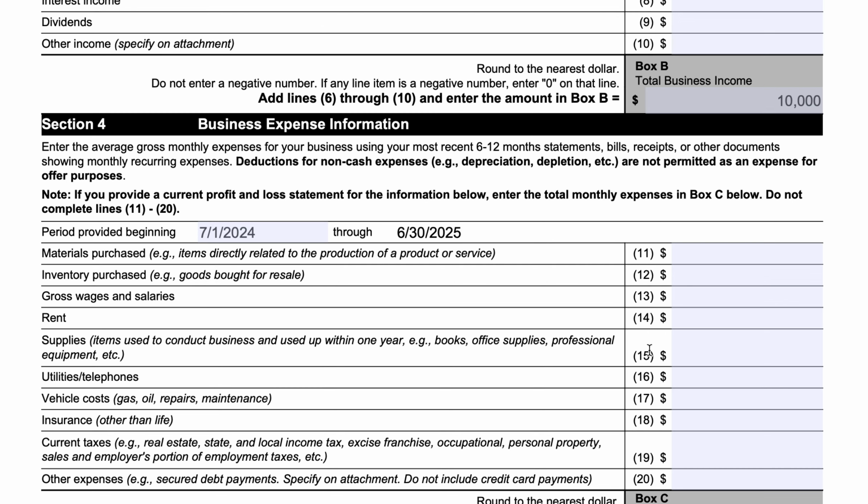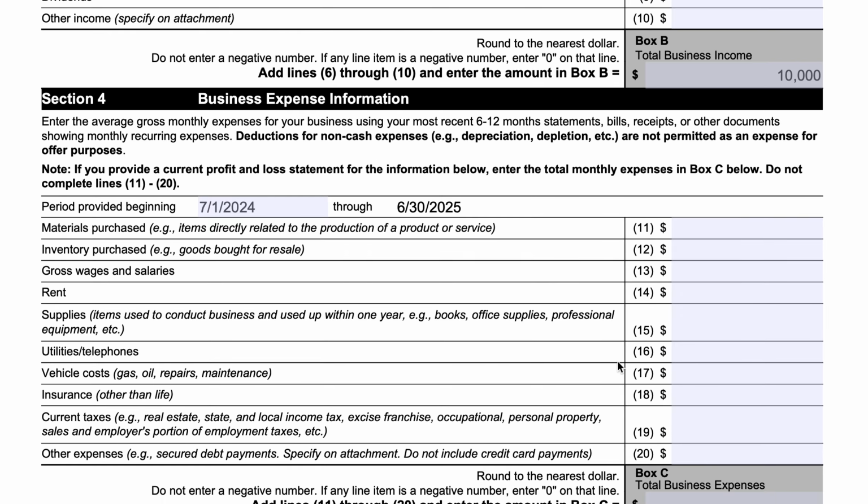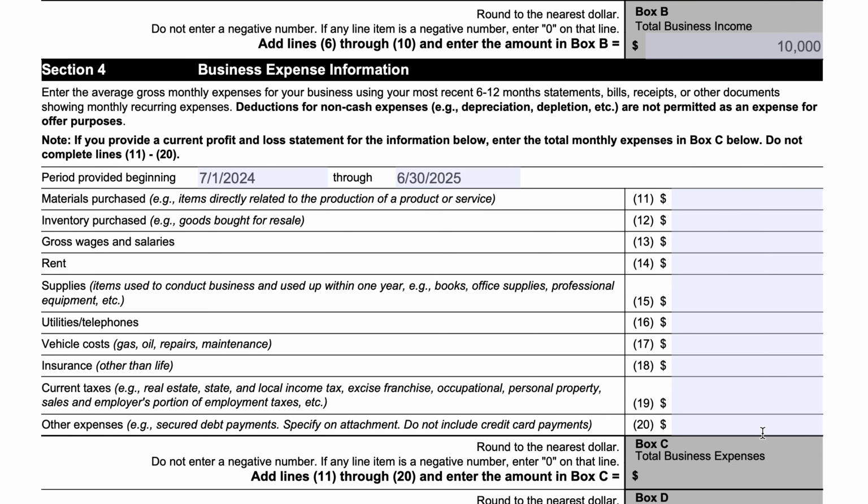And again, if you have a P&L, you don't have to complete lines 11 through 20. You can simply attach that P&L and then enter the total monthly expenses here. So let's just say that that's $5,000.